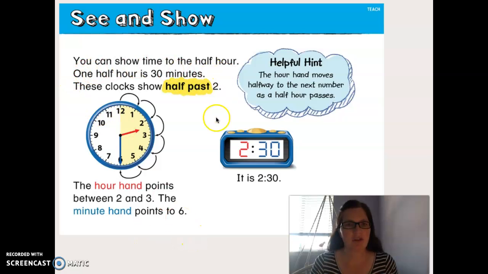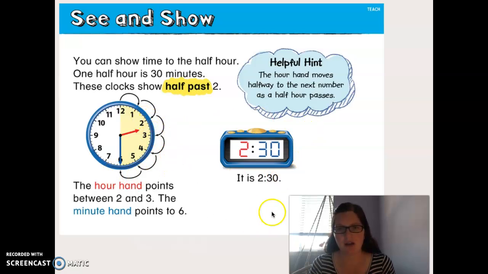You can show time to the half hour. 1 hour is 30 minutes, and these clocks show 2:30. So half past, remember, means another one for half an hour. The hour hand points between the 2 and the 3 because it's part of the 2 o'clock hour, and the minute hand points to the 6, which is 30 minutes after the hour.